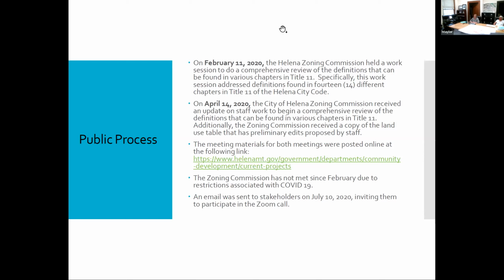The Zoning Commission has not met since February due to the restrictions associated with COVID-19. And an email was sent to stakeholders on July 10th, 2020, inviting them to participate in the Zoom call this evening. Next slide, please.